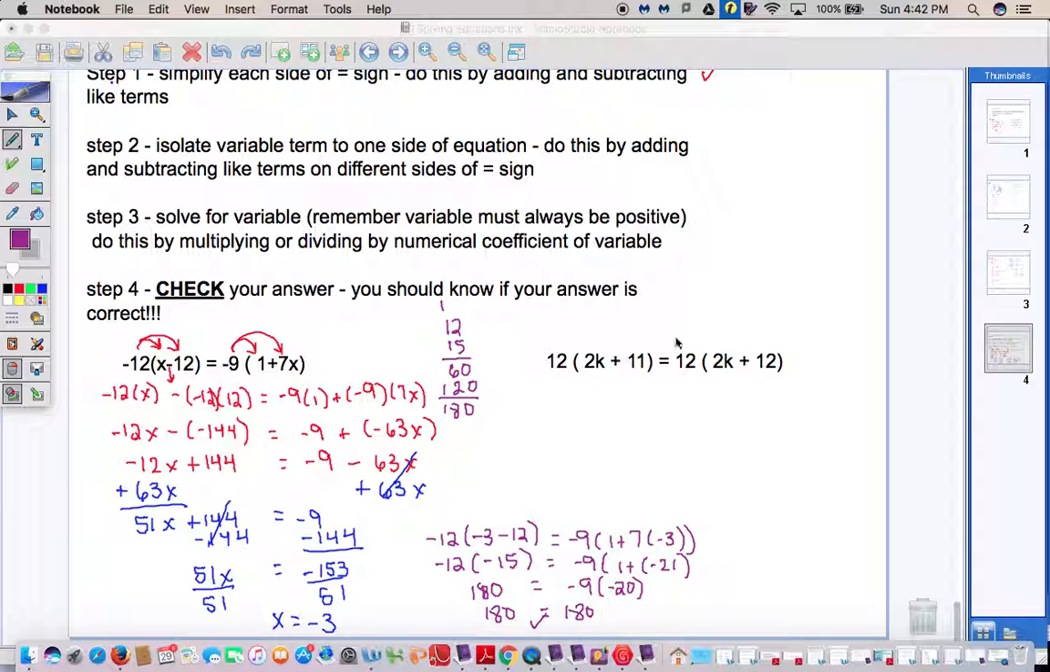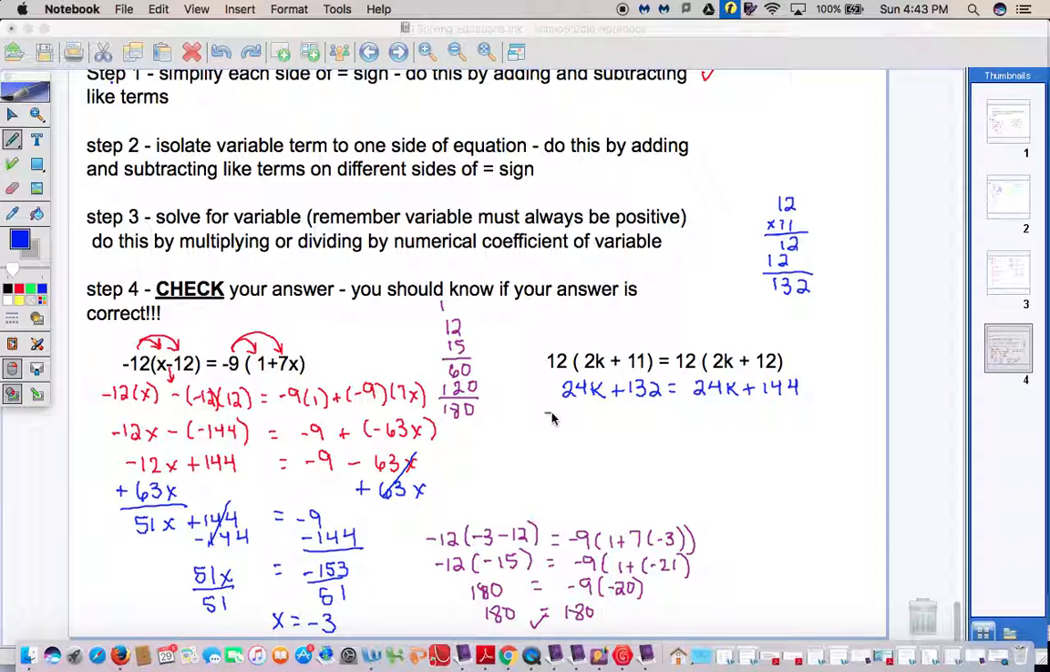Okay, so if I move on to another problem here, if I look at 12 times (2k plus 11) equals 12 times (2k plus 12). Okay, I have 12 times 2k, which is 24k, and 12 times 11, that's the one that I can never remember, is 132, and then I have 12 times 2k is 24k, and 12 times 12 is 144.